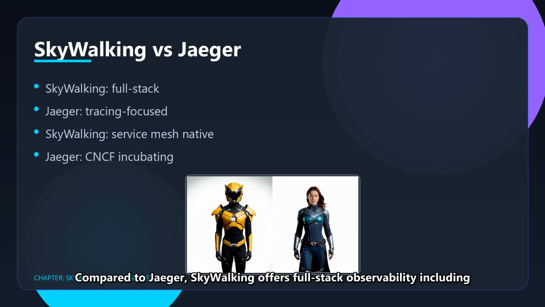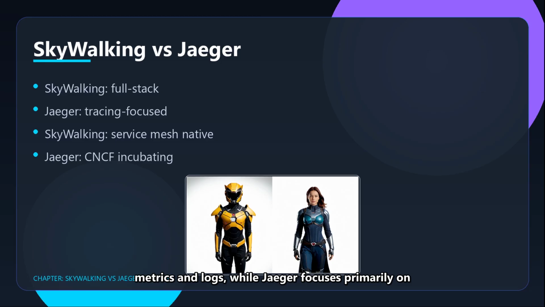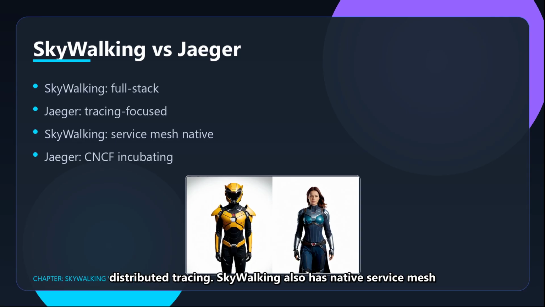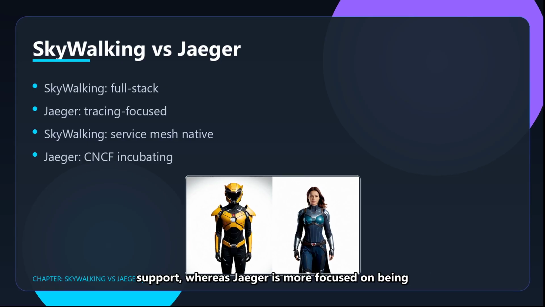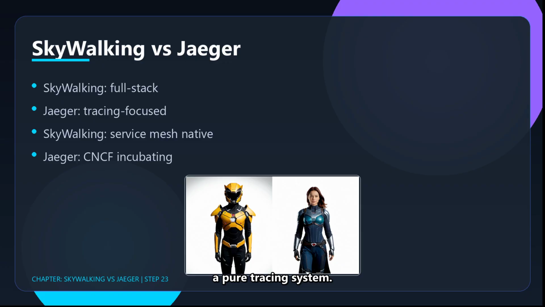Compared to Jaeger, SkyWalking offers full-stack observability including metrics and logs, while Jaeger focuses primarily on distributed tracing. SkyWalking also has native service mesh support, whereas Jaeger is more focused on being a pure tracing system.